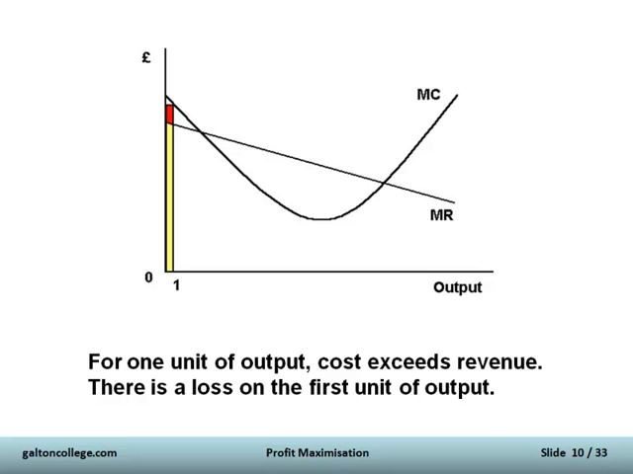So we'll just take them as that. If we produce one unit of output, the cost of producing that one unit is more than the revenue we'd get from selling that unit. So the little red, it's almost a rectangle, the little red shaded area is the loss associated if we produce one unit of output. Just one unit, the marginal cost is higher than the revenue, the amount we get from selling it. Therefore, there's a loss on that unit.